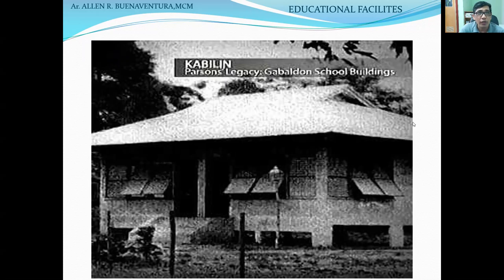So our topic is about the grade 3 to grade 6 school, or the elementary school. This is a sample of an early 1900s school, which is the Gabaldon School building.